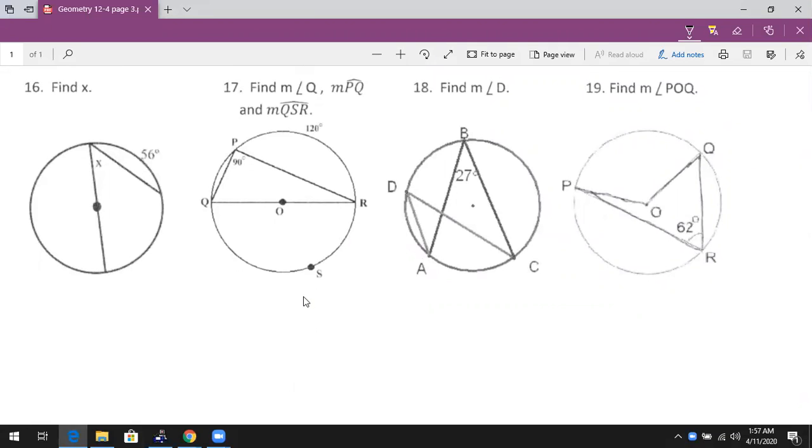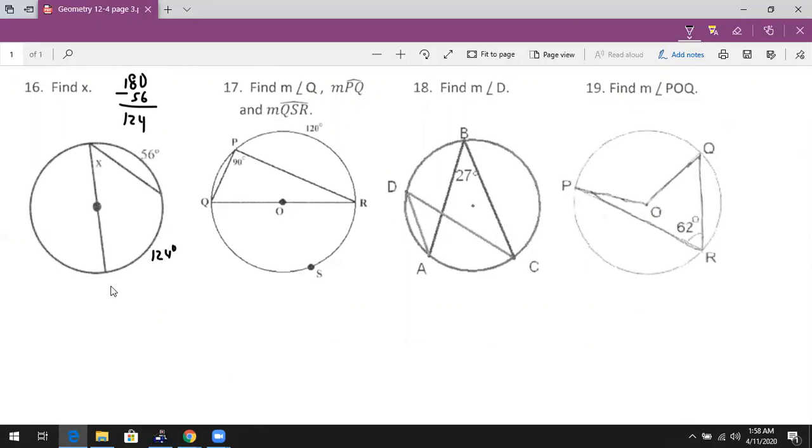16 says find x. Now, they don't give us the arc it intercepts, but they give us this one as 56. I can also see that I have a semicircle here. So basically a semicircle has 180 degrees. If I subtract from it 56, what's left over is 124. So this unmarked arc is 124 degrees.